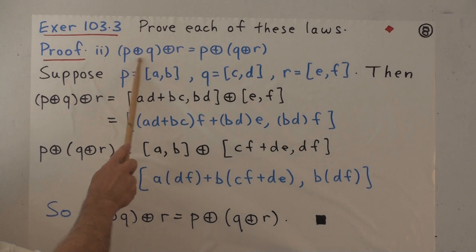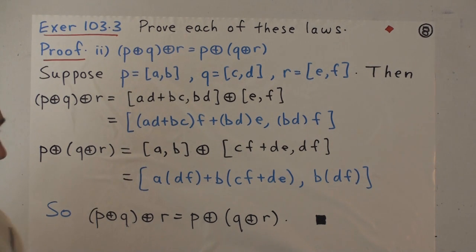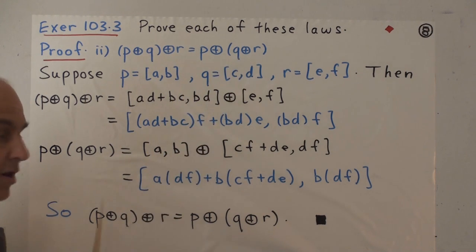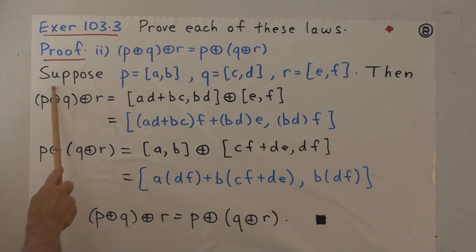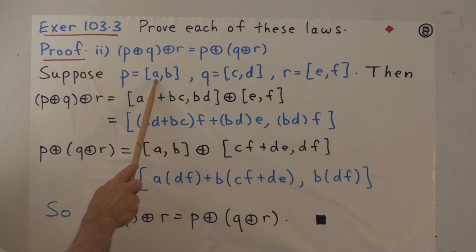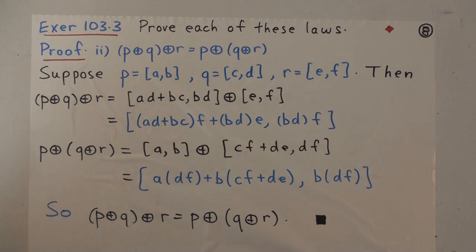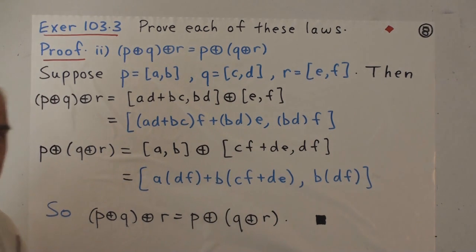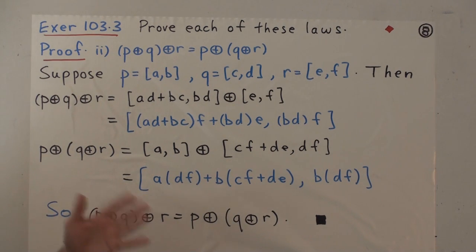So let's have a look at the associative law for addition. The law (P plus Q) plus R equals P plus (Q plus R). To prove this, we're going to suppose that P equals the integral point AB, Q is the integral point CD, and R is the integral point EF. A, B, C, D, E, and F are all integers. Any integers at all.